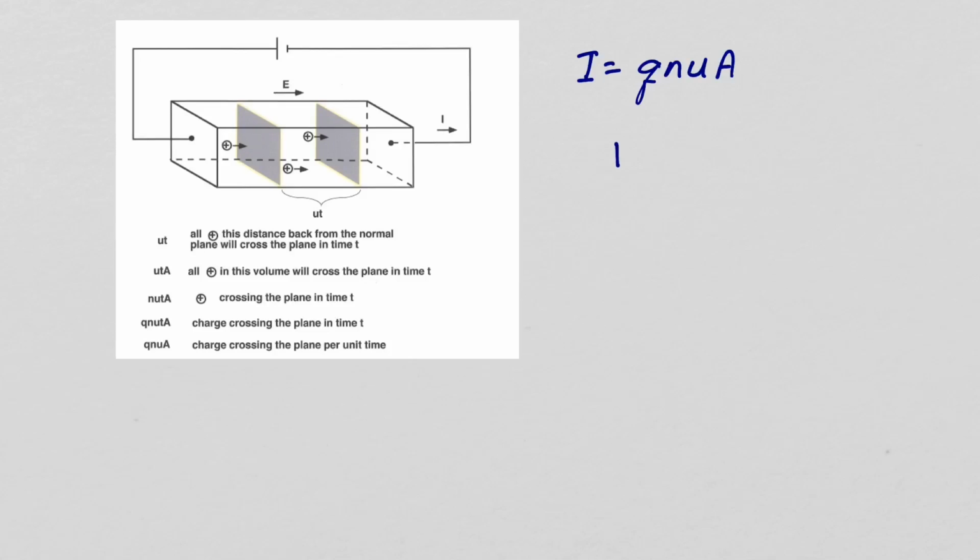Let's divide both sides of this equation by the cross-sectional area of our conductor. The unit of current is amps. The unit of area is meters squared. So the units of this I over A is amps per meter squared. That is what we're going to call our current density and give it the symbol J.